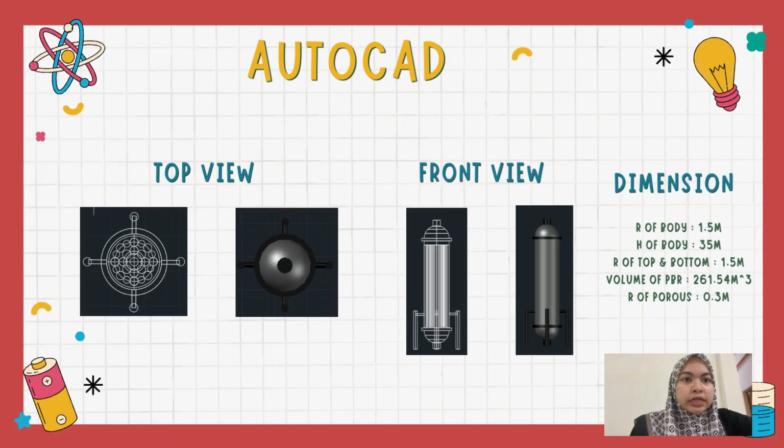This is our AutoCAD design. We have three components, which are body, top and bottom. As you can see here, these are the 2D wireframe and also the realistic design from the top and side view. For the dimensions, for the body, we use a radius of 1.5 meter and the height is 35 meter. And the radius for the bottom and top is also 1.5 meter. The total volume of our design is 261.45 cubic meter, and for the porous part we use a radius of 0.3 meter.